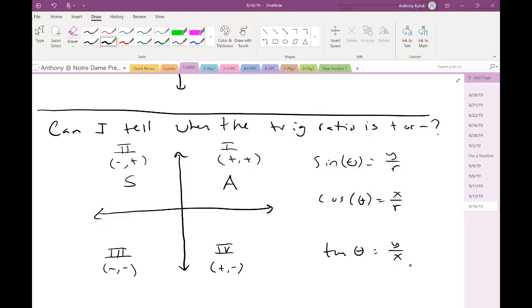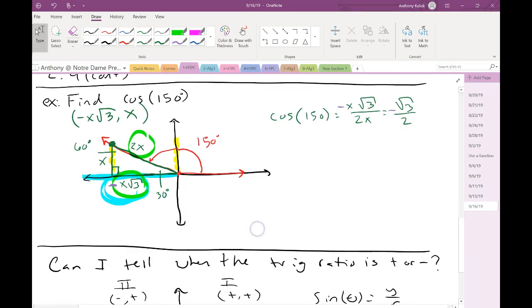Wait, how do you know that the r is the square root of x squared plus y squared? So r is a length. It's that distance from the point to the origin, so it's always a positive number. Oh. Okay with that?